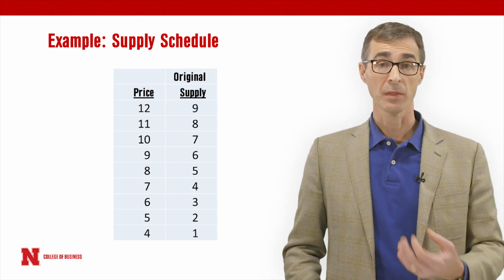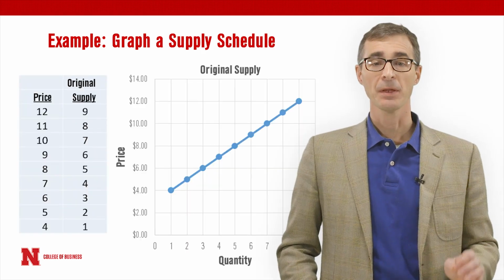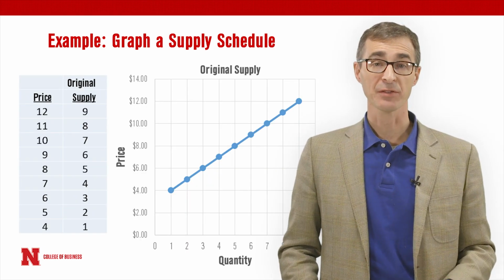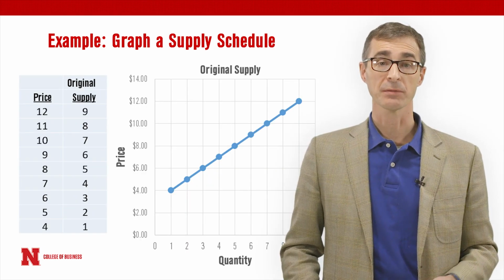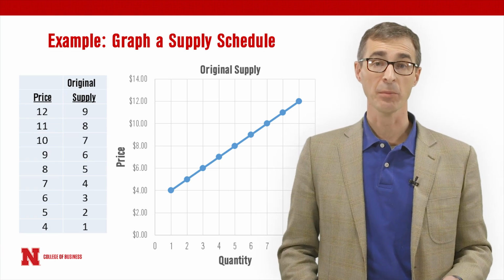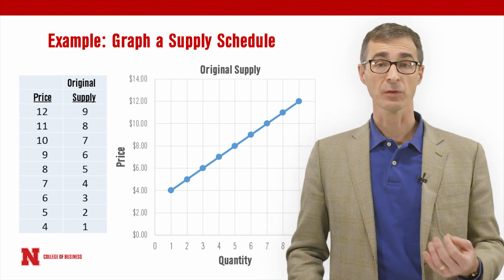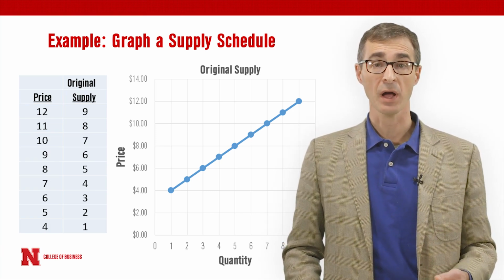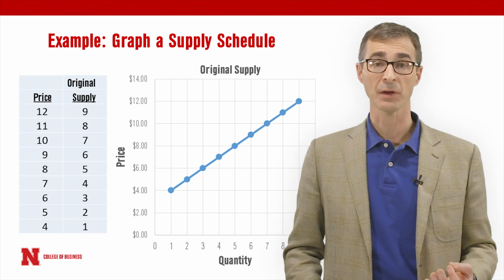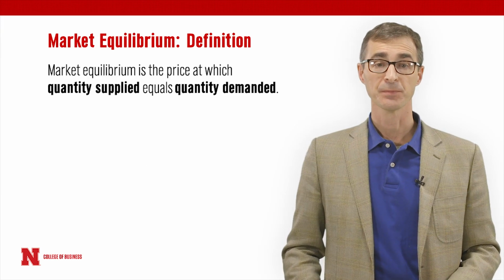and supply their product. Now, when we graph a supply schedule, we get a supply curve. This supply curve slopes upward and again captures the idea that as prices rise, more sellers will be induced to enter the market.